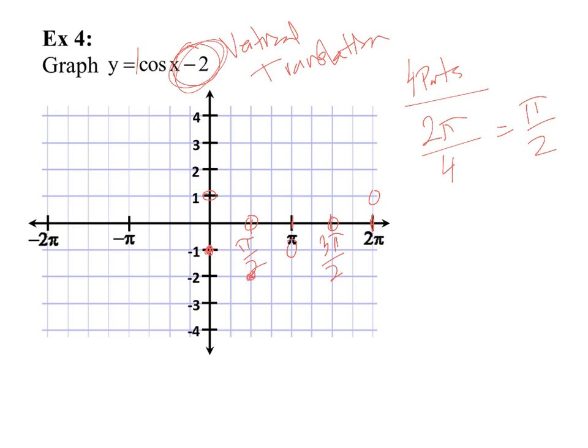Okay. And that, and that. Alright, and then it curves down, comes back up. Alright, there's one cycle. And then you can repeat the pattern. Alright, that's all there is to it.